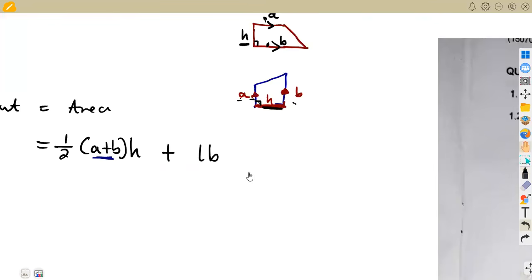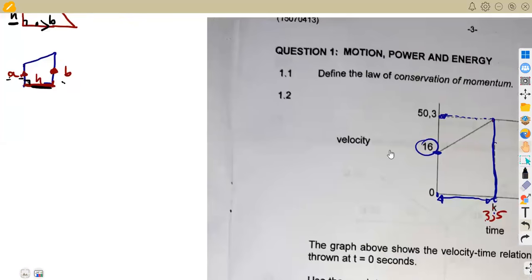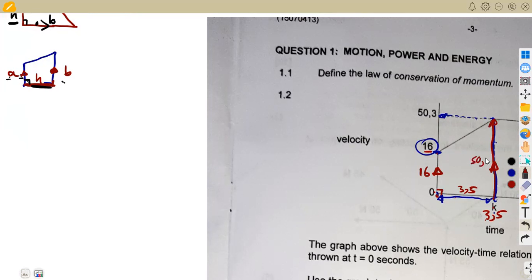So in this case, let us consider the sides that are parallel. The sides that are parallel in this trapezium are this side and this side. And this is our perpendicular height, the length here, which is the difference from this point to this point, remember, is 3,5. And from this point to this point, it's 16. It is corresponding to 16. And here, it is corresponding to 50,3. So these are the sides that you're going to add, the sides that are parallel, 16 and 50,3.